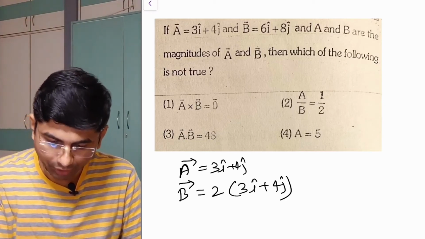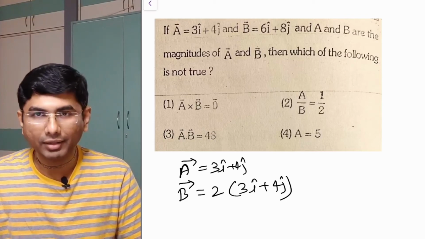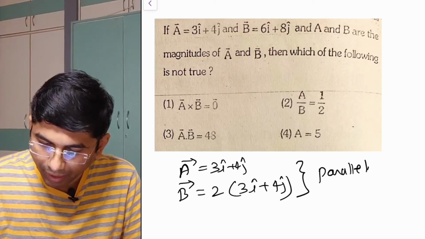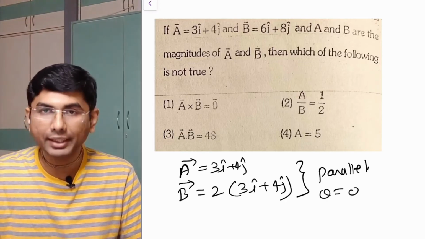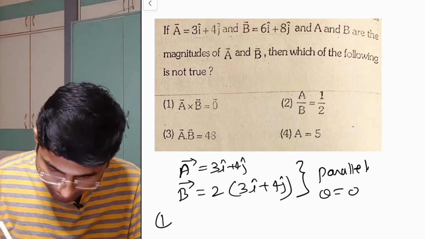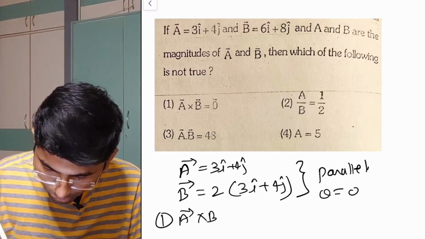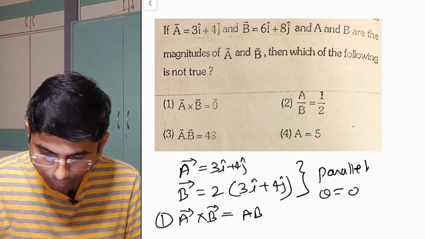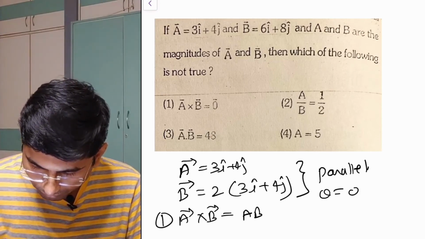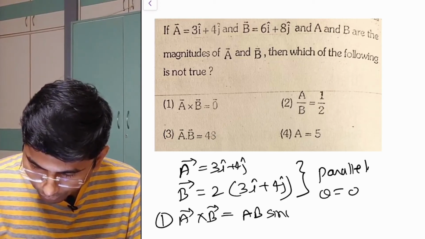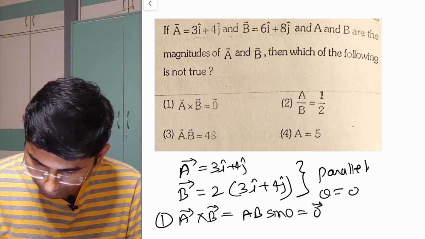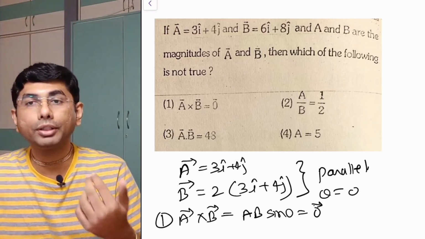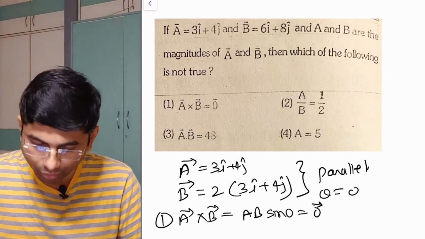Now what will be the product? Both of them are parallel. Parallel vectors means theta will be 0, and in that case, A cross B, if I just consider the first case, A cross B vector, what will be the value? AB, magnitude I am just considering, AB sin 0, that is equal to 0 vector. Again it's a vector quantity, 0 vector, therefore the first one is true. We are being asked what is not true. The first answer is true, that's not our answer.